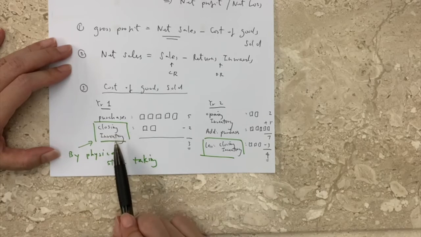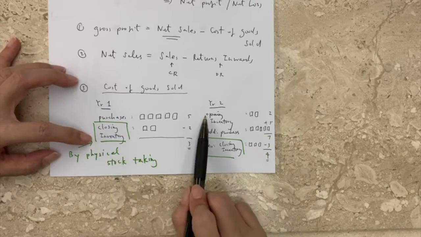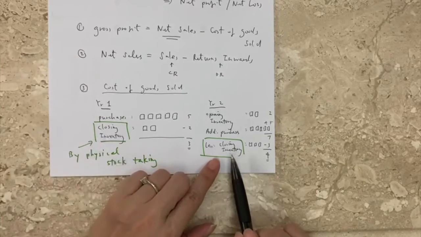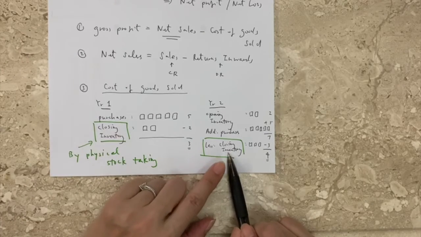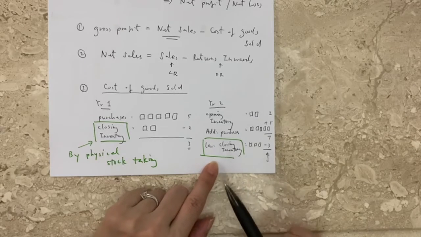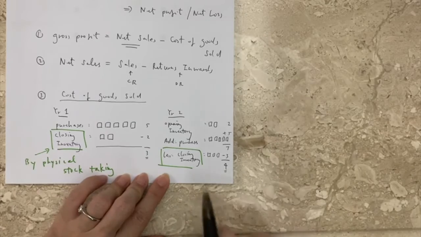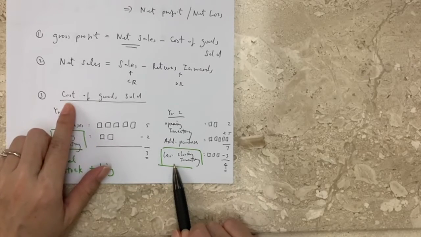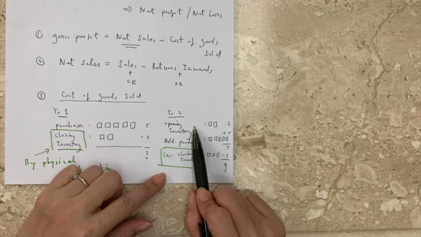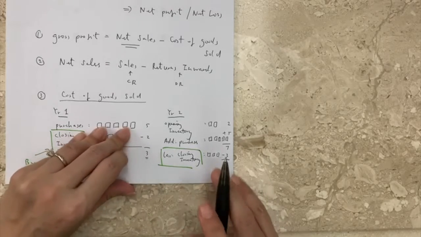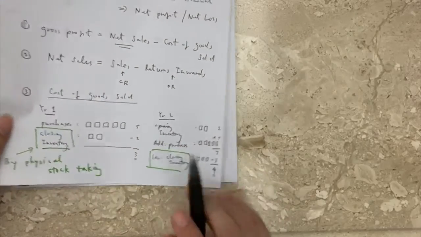And the closing inventory, which is not yet sold in year 1, will be opening inventory in year 2. And again, in year 2, we also go to the warehouse and we do physical stock taking to get this closing inventory. All right, so this diagram is to explain the formula of cost of goods sold, which is equal to opening inventory plus purchases minus closing inventory. And now I'm going to write it in formula in this way.